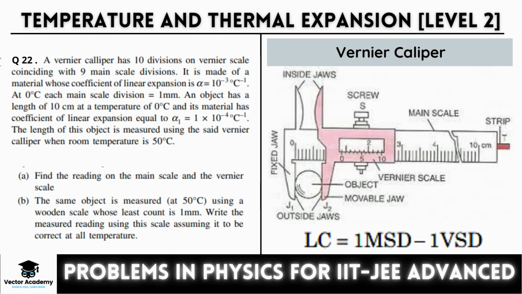Vernier caliper. A vernier caliper is a measuring device that is used for the measurement of linear dimensions and also for the measurement of diameters of round objects with the help of the measuring jaws to high degrees of precision. It has one main scale and one vernier scale which is movable. The smallest value up to which an instrument can measure is called the least count of that instrument. Least count of vernier caliper equals 1 main scale division minus 1 vernier scale division.